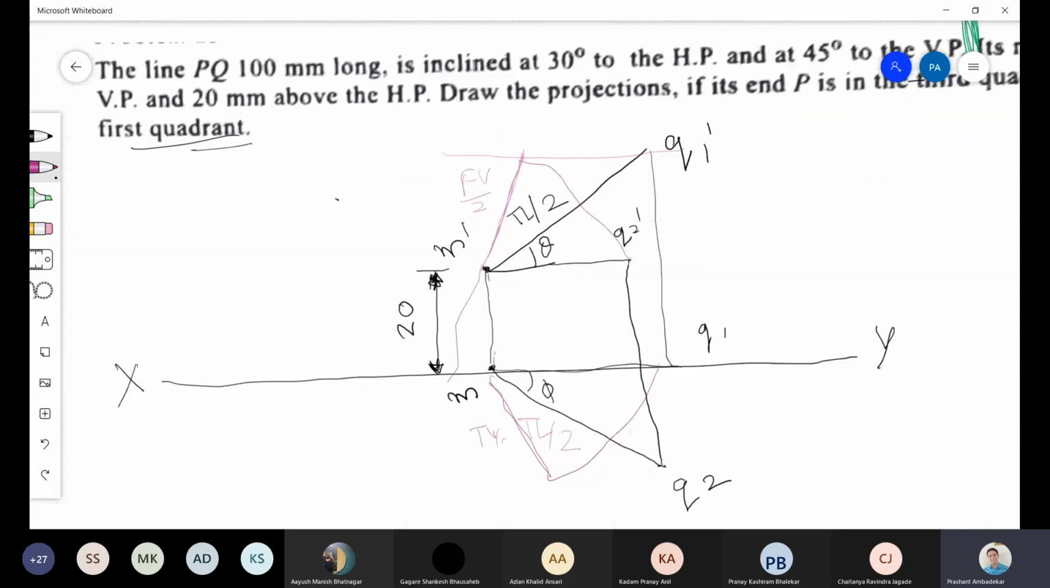Then you extend it half. You extend it here and extend it here. So we'll get the location of the points. Okay. I am sending the solution to you on WhatsApp. You go through this. If you have any doubt, we can discuss in the next lecture.